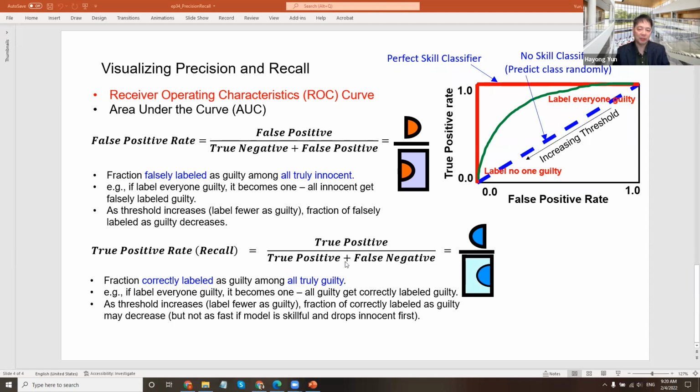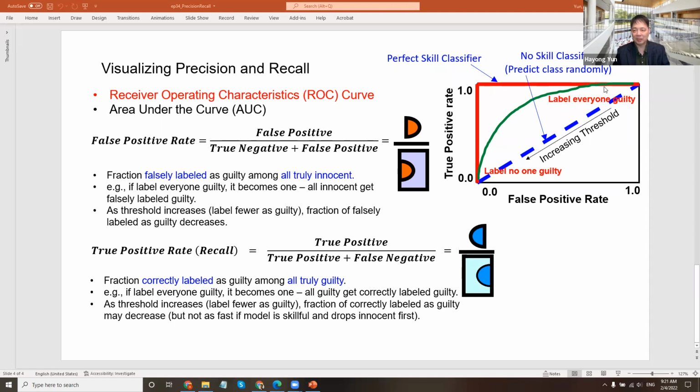The true positive rate is the fraction of correctly labeled as guilty among all the truly guilty. So how many of the guilty are you accusing? You want that number to be high. If we label everyone guilty, it becomes 1. All guilty get correctly labeled as guilty. As the threshold increases, if you put a tougher bar, you will unfortunately miss some of the guilty ones.